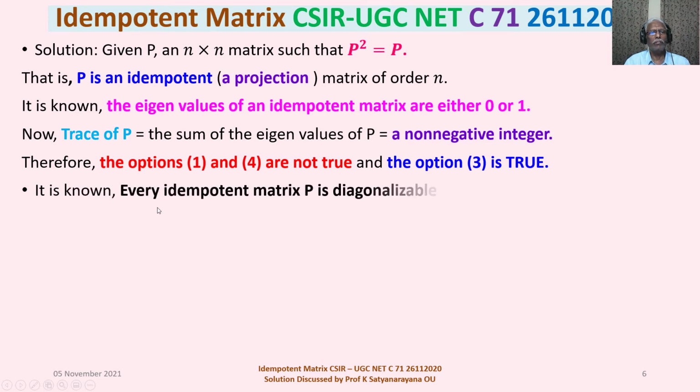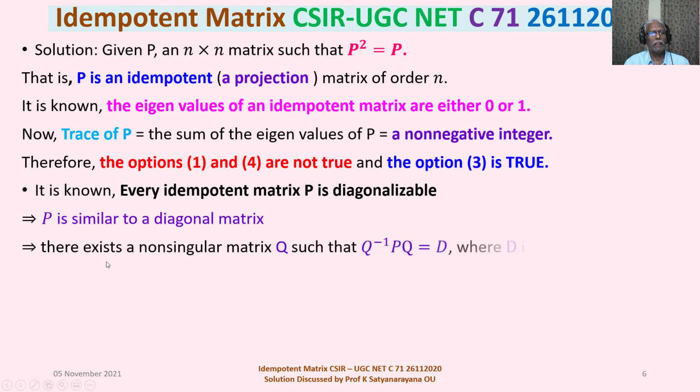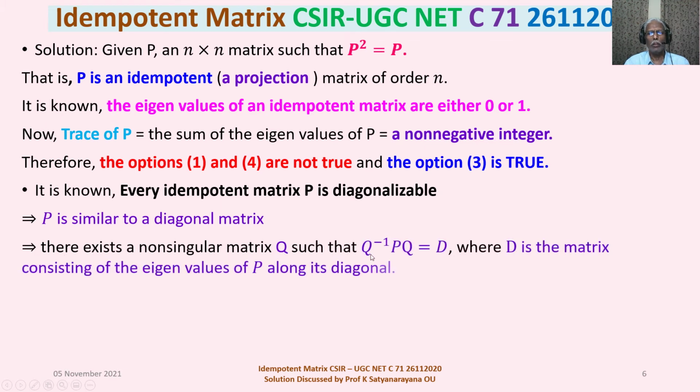It is known that every idempotent matrix P is diagonalizable. It means P is similar to a diagonal matrix. That is, P is conjugate to a diagonal matrix. That is, there exists a non-singular matrix Q such that Q inverse PQ is equal to D, where D is the matrix consisting of the eigenvalues of P along its diagonal. D is a diagonal matrix with the eigenvalues along its main diagonal. So there exists a non-singular matrix Q such that Q inverse PQ is equal to D.